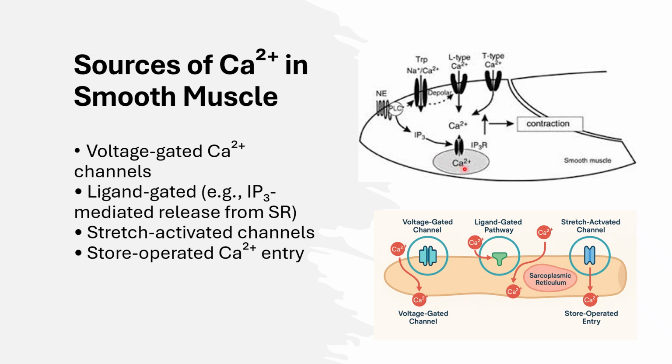The stored calcium is then released into the cytoplasm. So, first, voltage-gated calcium channels. Second, ligand-gated, receptor-activated pathways. Additionally, this pathway opens the transient receptor potential, TRP channels, allowing more extracellular calcium to enter.